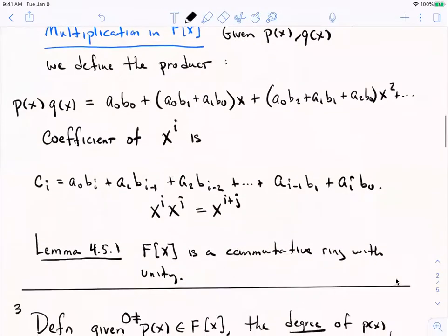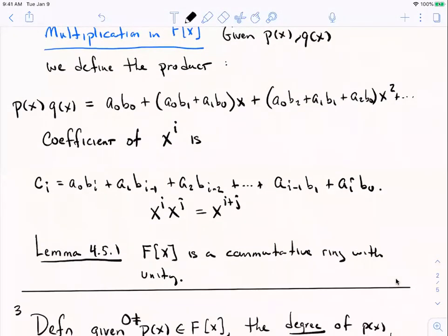Here's the part that I'm not going to write. Technically speaking, this needs to be proved, but it's just a long, tedious computation. But this set of polynomials with those two operations is a commutative ring. The field operations of addition and multiplication are both commutative, so all the polynomial multiplication is going to be commutative. And it's a commutative ring with unity. The unity is the constant polynomial 1. You multiply a polynomial by the constant polynomial 1, you get that other polynomial back.